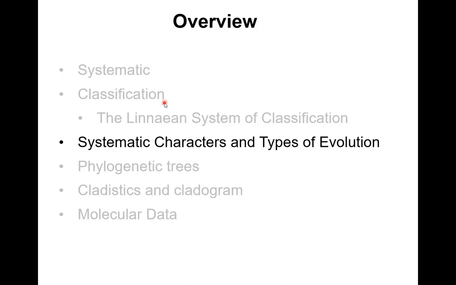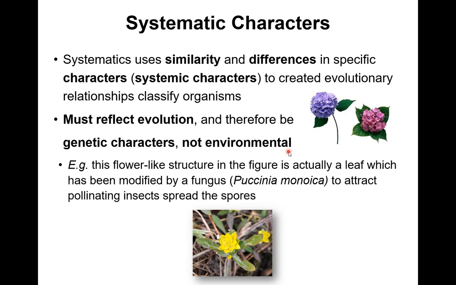Now let's move on. Let's talk about the characters that are used by systematists in order to recreate the phylogenetic relationships between organisms and classify them. So we're talking about the systematic characters and how they relate to the type of evolution. These are referred to as systematic characters. These might be characters that give similarity or differences between different organisms.